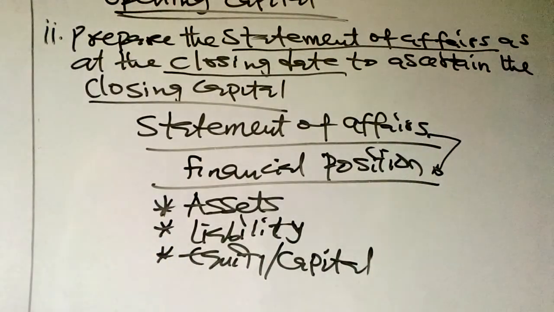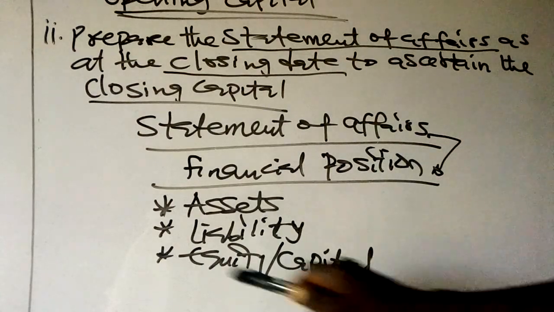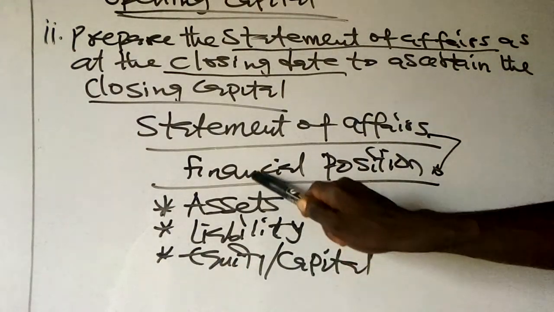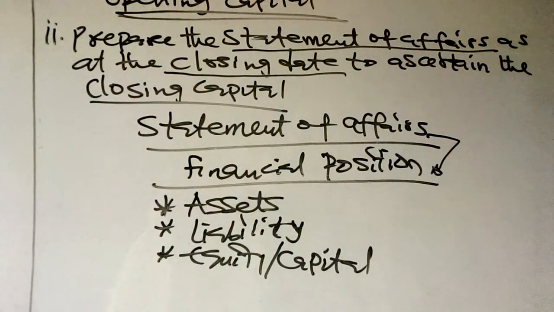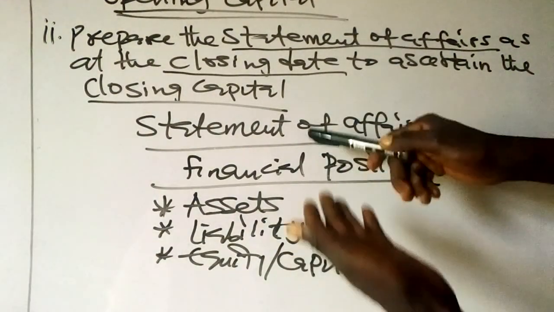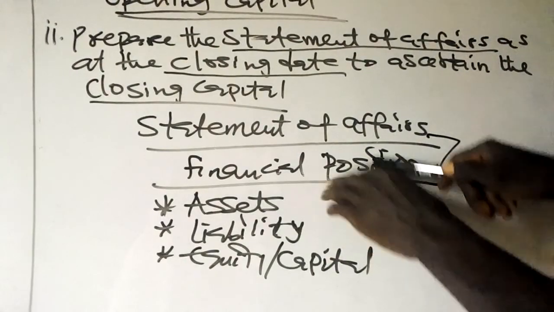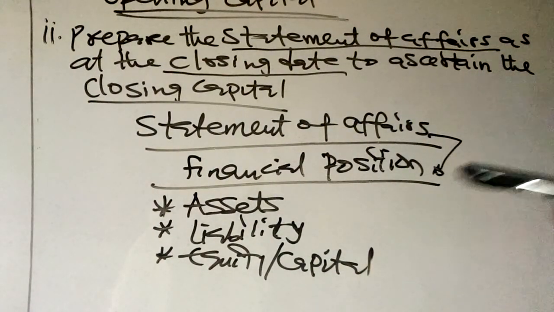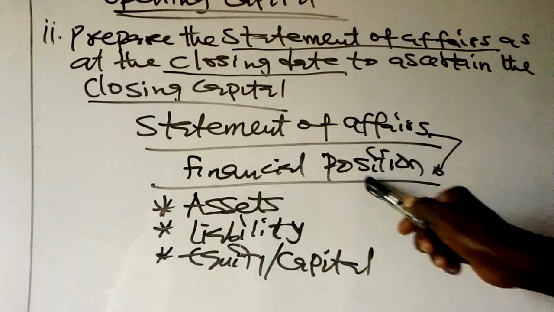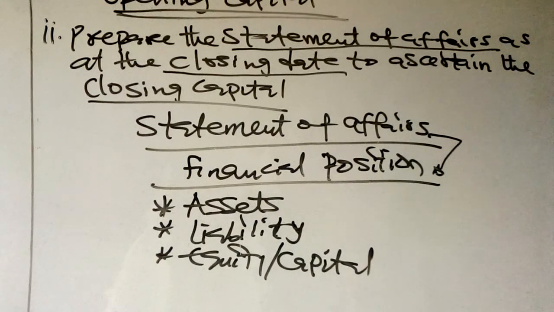These are the elements that will be recognized in the statement of financial position. These are the elements that will be incorporated in the statement of financial position. The same elements will be incorporated in the statement of affairs. That means the same thing you have in your statement of financial position is what you will equally have in your statement of affairs. So that is why I said it is the carbon copy of the statement of financial position.